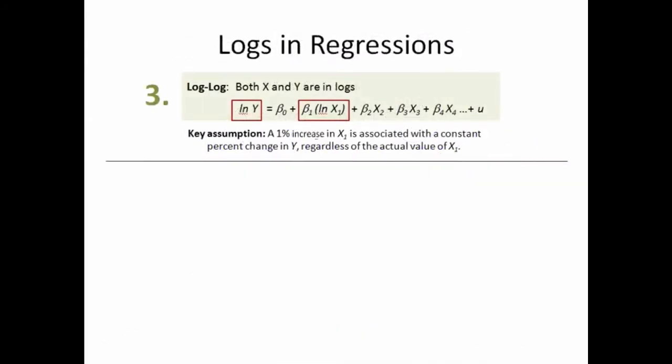In a log-log regression where natural logs are used on both sides of the equation, the key assumption is that a 1% change in some x variable is associated with a constant percent change in the dependent variable y, again, regardless of the actual value of that x variable.